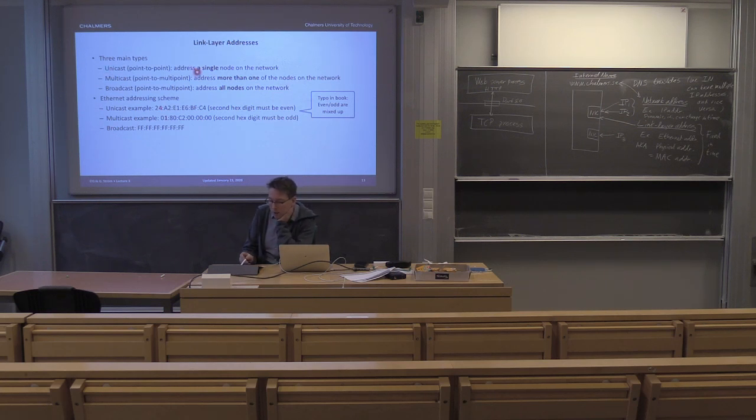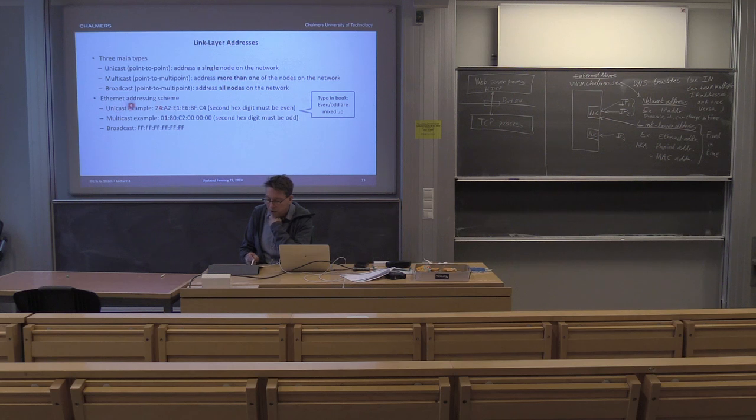So unicast link layer address is this serial number that I talked about earlier, right? So that identifies one network card on this planet. But then there is multicast, which addresses more than one of the nodes on the local network. And then we have broadcast, which addresses all nodes. And we will actually need this broadcast mode to get things done, right? We sometimes need to talk to all the nodes which are attached to a network.